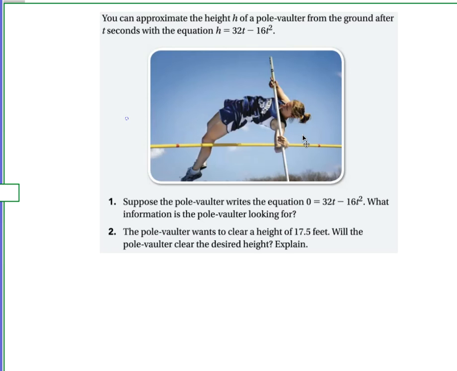Okay, so now that we got past that, and this is a cool little fact. We have a pole vaulter whose height is written as 0 is equal to 32t minus 16t squared. What information is the pole vaulter looking for? Well, clearly the pole vaulter is looking for how long will I be in the air, because 0 is your height, right? So when are you on the ground? Well, you're on the ground when you start and when you land.